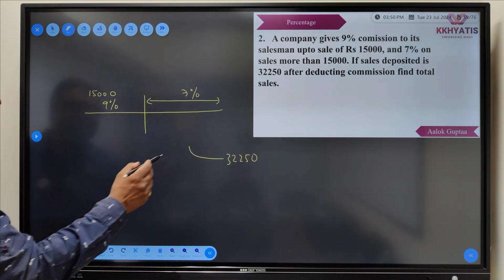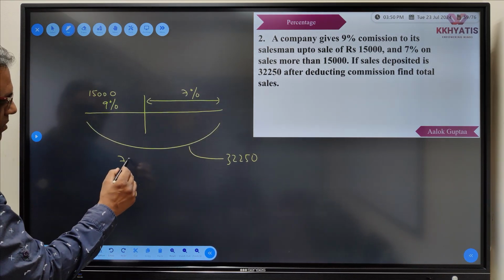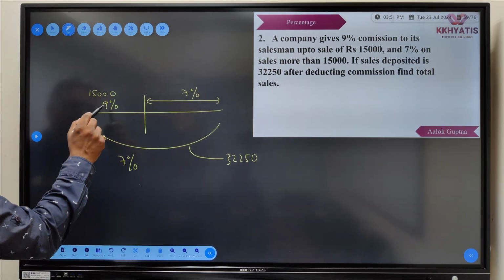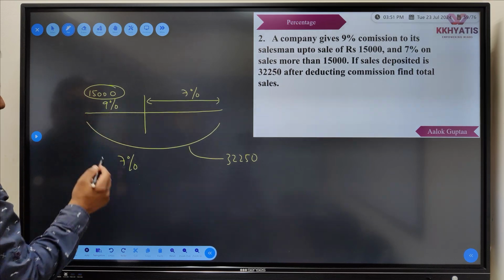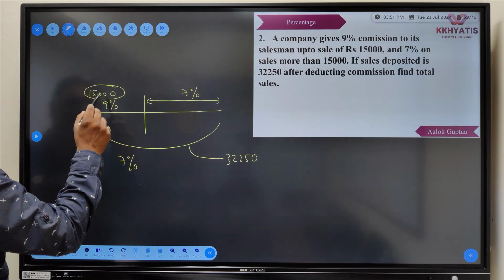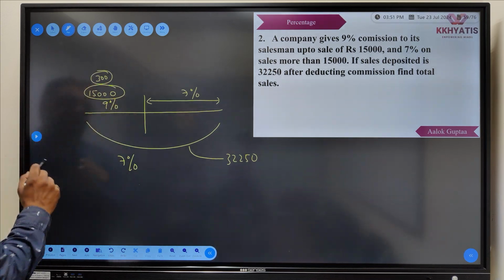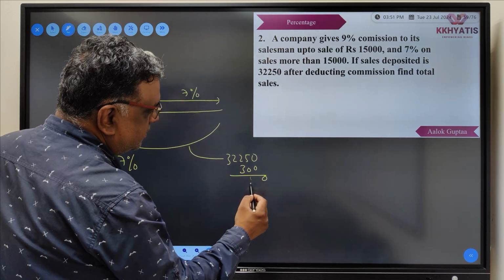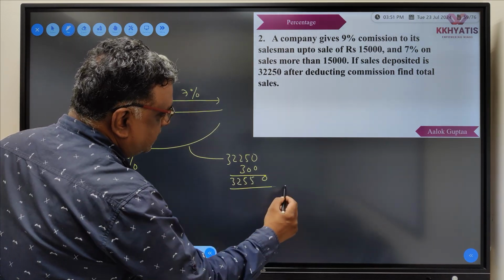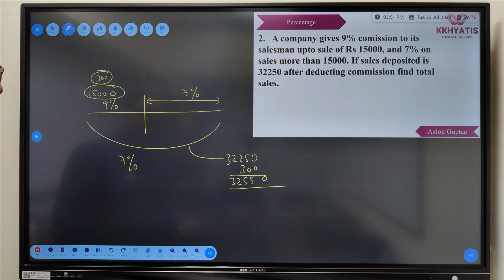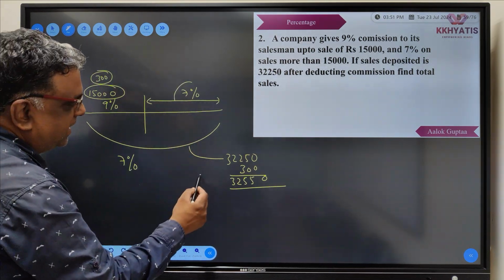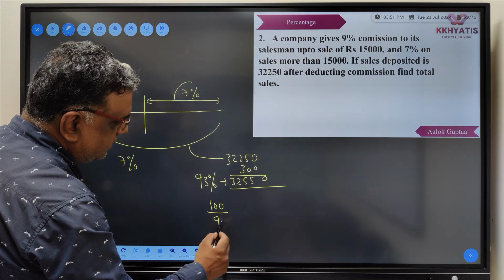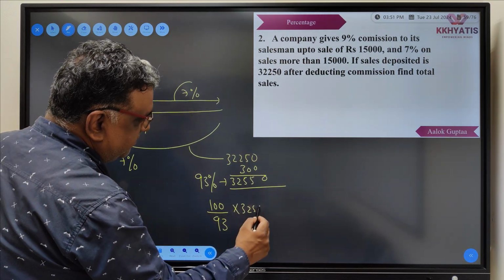Now again, what I do is I decide to say I take 7% commission on the entire sales, which means I am taking 2% less here. So if I am taking 2% less here on 15,000, I am taking how much less commission? I am taking 300 commission less, which means I must have given 300 more back to the company. So I must have given 32,550 back to the company, and this 32,550 represents how much? 93%, because 7% commission उसने निकाल दिया. तो 100 क्या होगा? 100 upon 93 into 32,550.